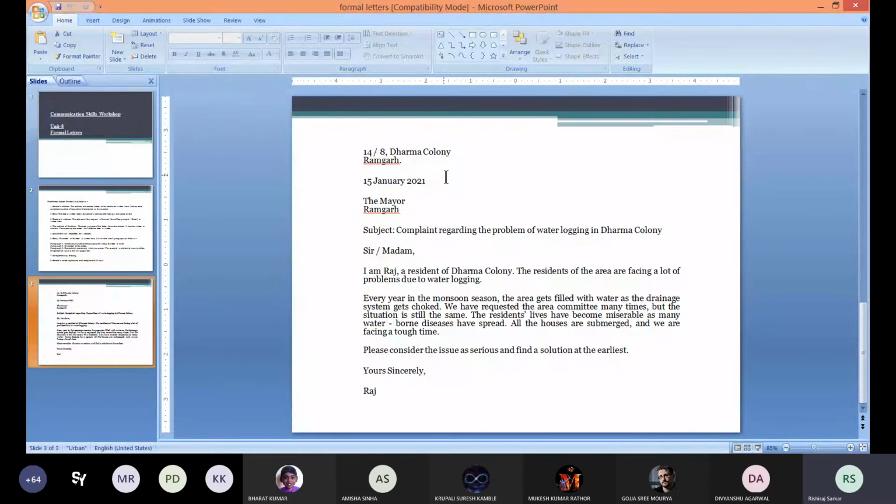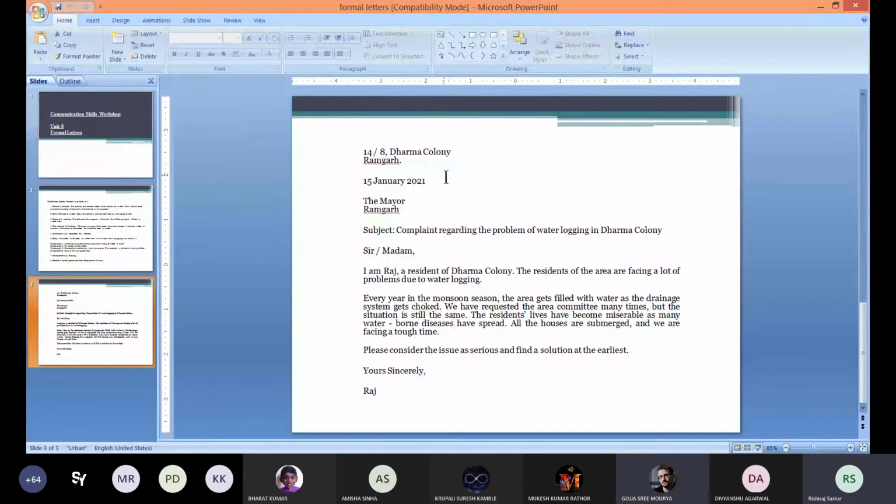Any other query? Sir, is there a comma between 14/8 and Dharma Colony? Yes, that is okay. At the end of the address line, you should not put in a comma, because it is the same thing. Sir, and should the address end with a full stop?